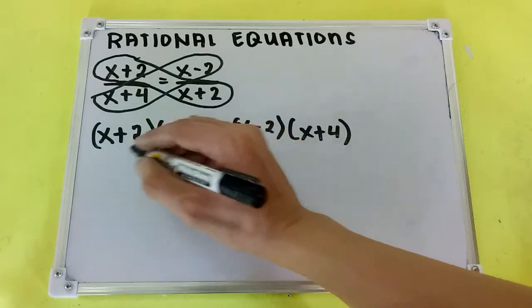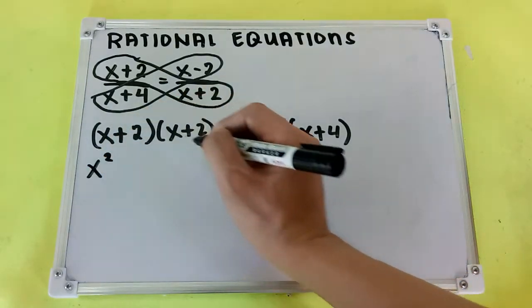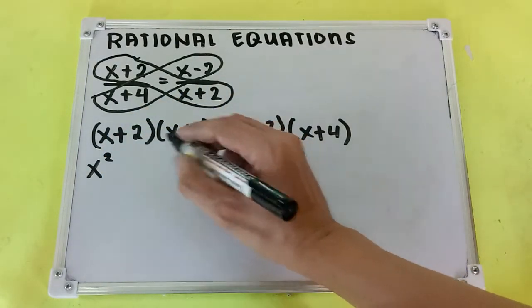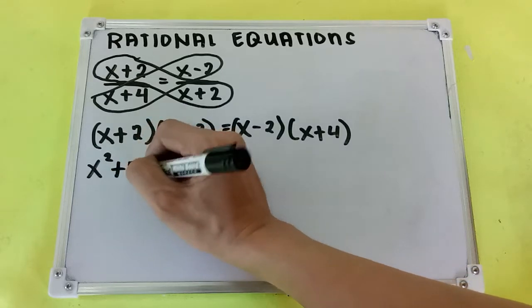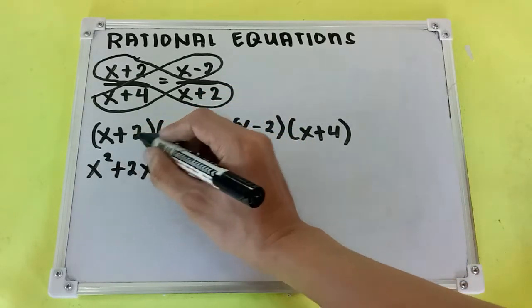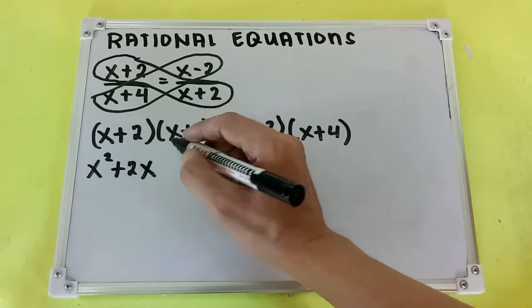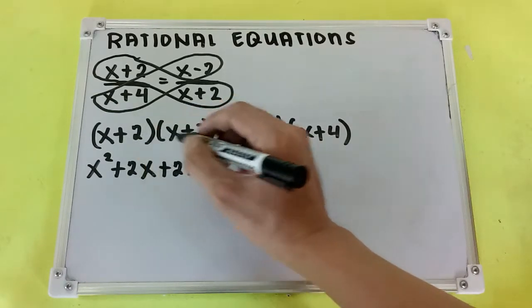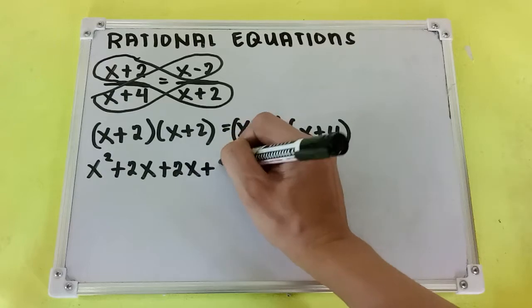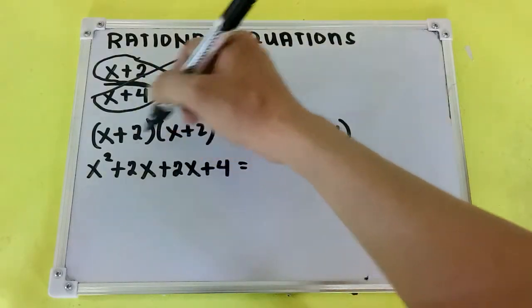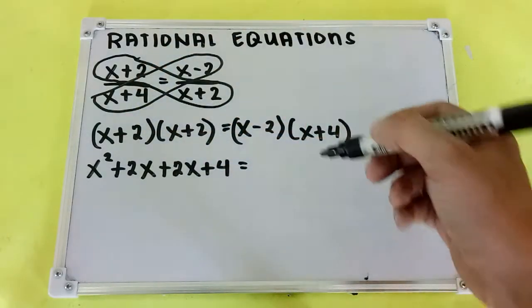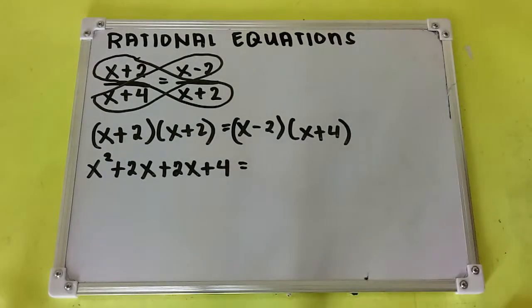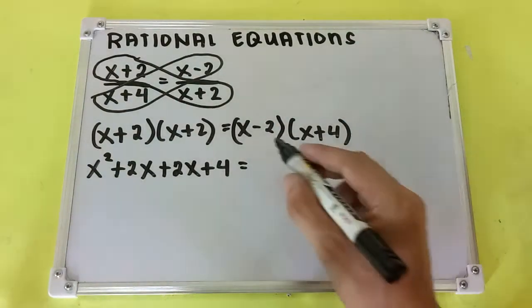First, x multiplied by x is x squared. Then x multiplied by 2 is positive 2x. So we're done with x, now for 2. 2 multiplied by x is 2x. 2 multiplied by positive 2 is positive 4. So this is now the product of binomials. We will simplify it later. Next, here we do the same, FOIL method or distribution method.